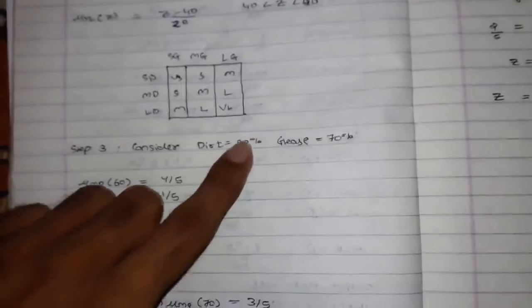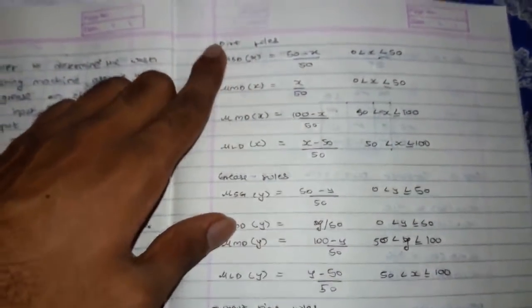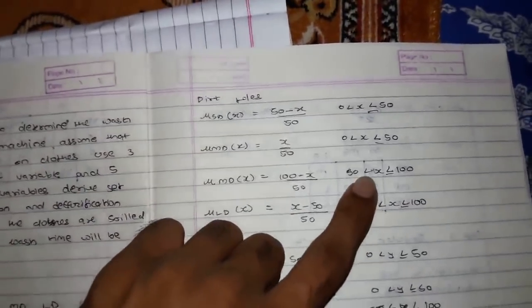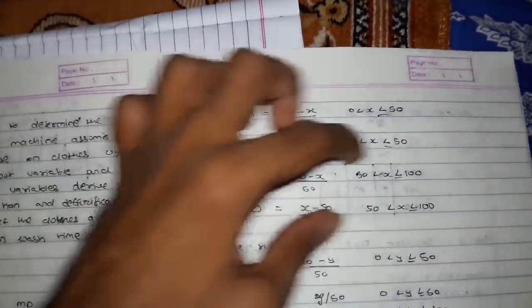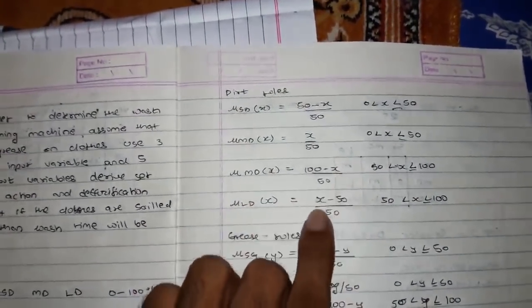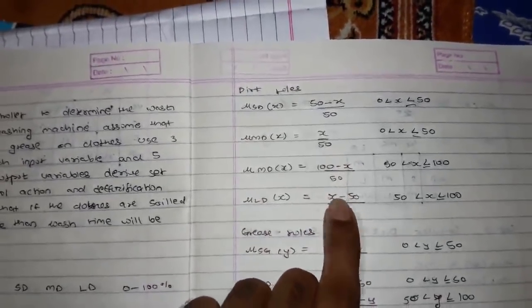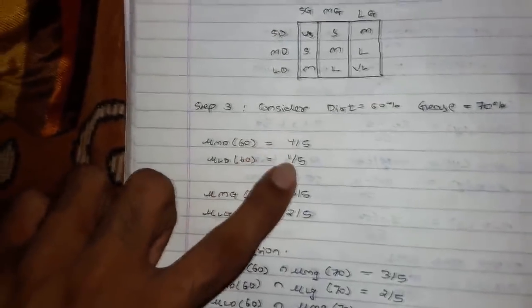Next, you put these values in the input table. So here you see where 60 comes. I have taken dirt as 60, so for dirt I will consider these equations, and 60 comes over here. For these two equations I will get 60, so in place of x you put 60, so that is 100 minus 64 by 5. Then 60 minus 50, so that is 1 by 5. So you get the two values over here, 4 by 5 and 1 by 5.